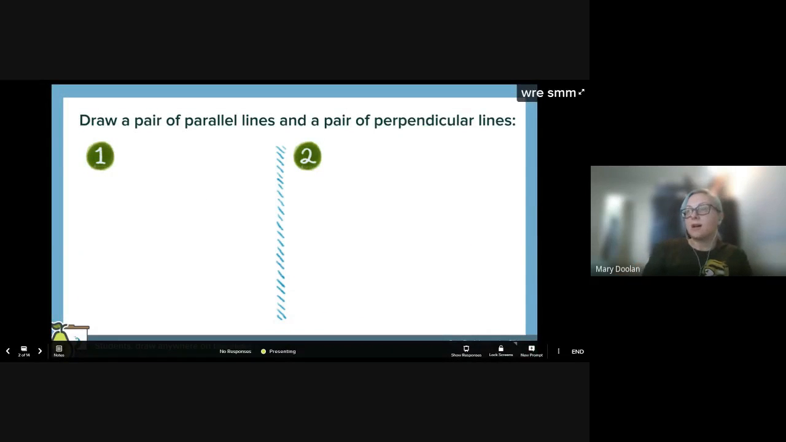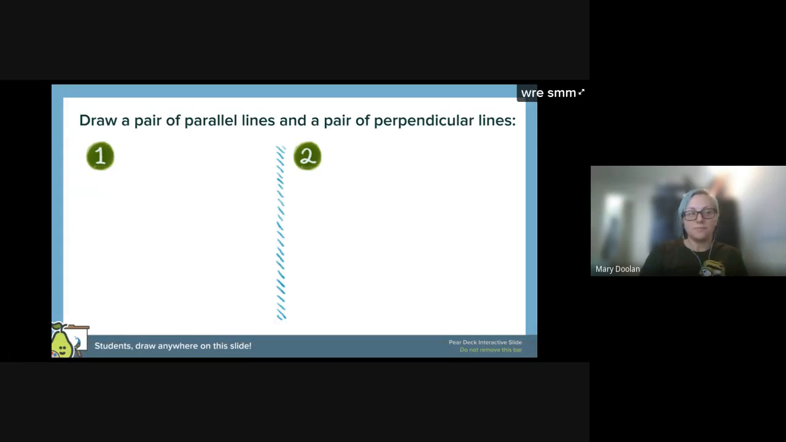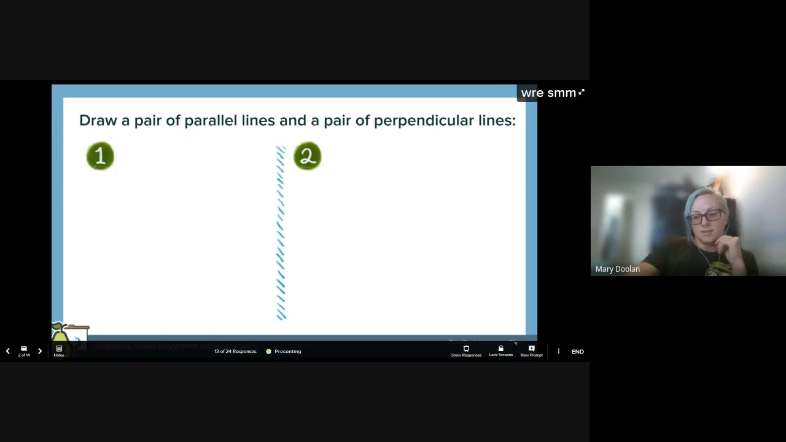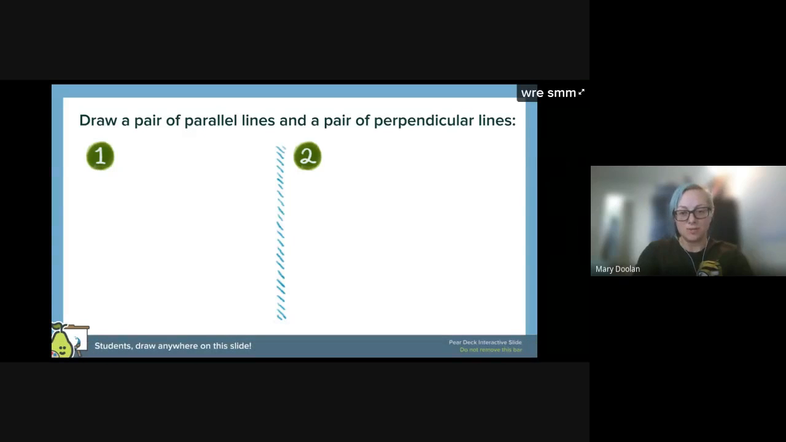So your first slide is a drawing slide. And you guys are going to draw a pair of parallel lines and a pair of perpendicular lines. So on the left, side one, draw me a pair of parallel lines. What does that look like? And then on the right, draw me a pair of perpendicular lines. What does that look like? So you can take notes after the fact. You don't have to do it right now. I'd rather you just participate and pay attention.